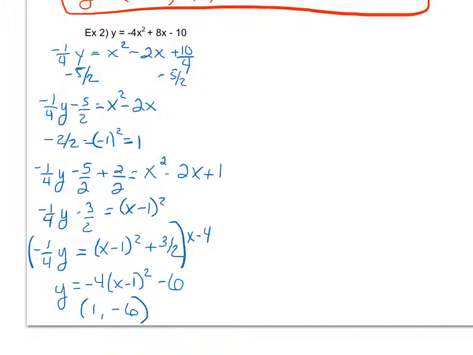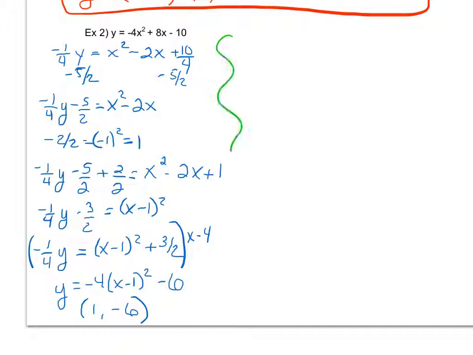I could also describe this as a translation and say that my x squared function is moved 1 over to the right and down 6. It's also reflected over the x-axis, and because of the 4 out front, it's also going to vertically stretch it, giving it a skinnier look. But let me show you another way to do this problem.